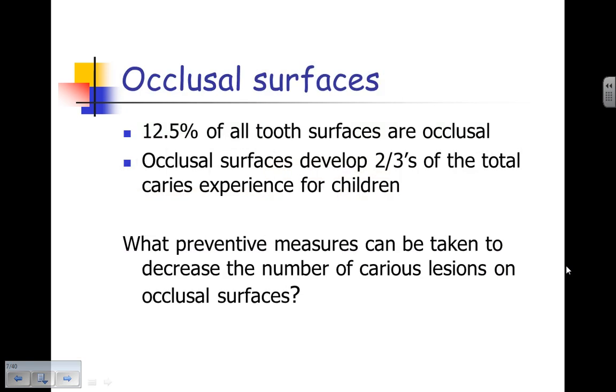So we've been talking about occlusal pits and fissures, what's happening to those occlusal surfaces. And consider this. 12.5% of all tooth surfaces are on the occlusal. And yet, of those occlusal surfaces, they're responsible for 2/3 of the total caries experience for children. You can see why we want to intervene sooner, why we want to do more frequent checkups for our patients. And we think, what preventive measures should we take to decrease the number of carious lesions on occlusal surfaces? What active participation will we do as practitioners?